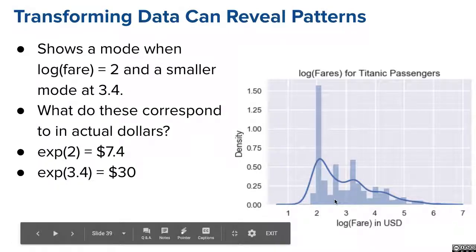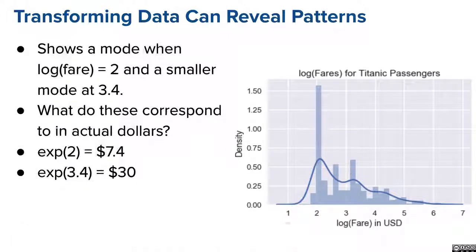For example, here, this spike at log 2, what we can do is take e to the power of 2 and get back 7.4. For this spike at around 3.4 or 3.2, we can do e to the power of 3.4 and get back 30. So we see here that there's maybe one spike at $7, and we have another spike at $30. These could correspond to the prices for first-class tickets or second-class tickets or third-class tickets, for example.